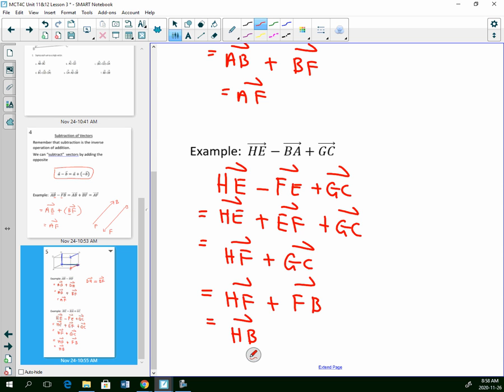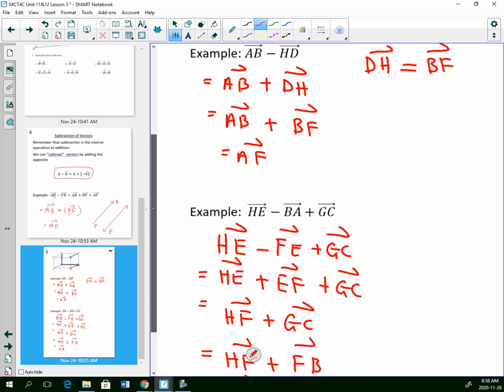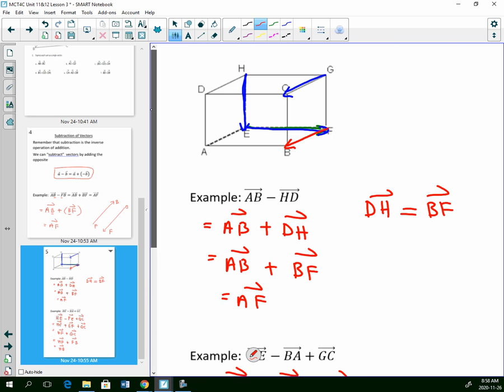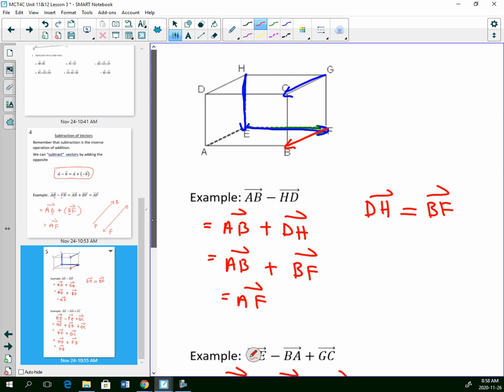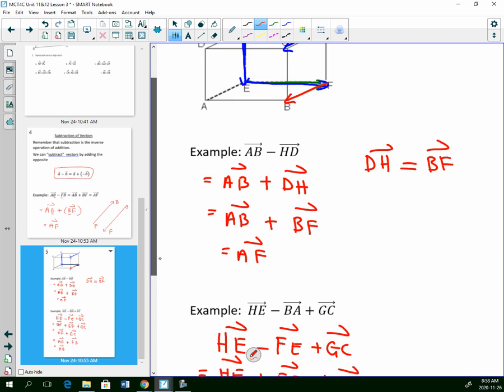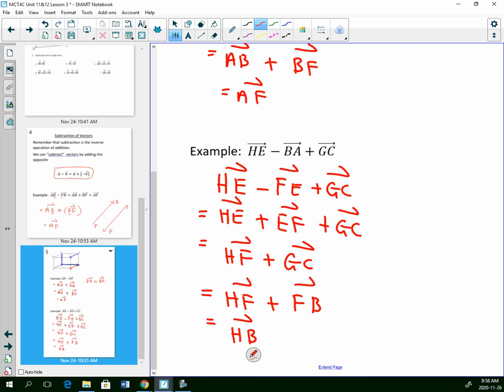Okay? So we had to replace AB with an equal vector, EF, and turn it around, so add the opposite. And then we had to replace G to C with an equal vector, which was F to B, and then we get our final result of H to B.